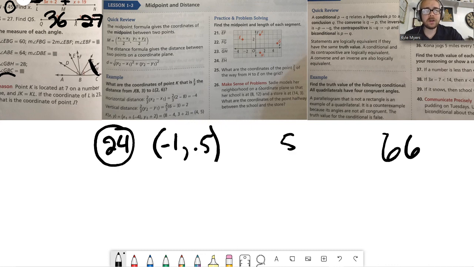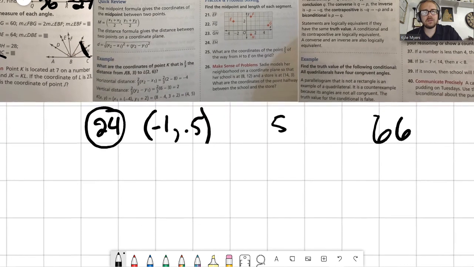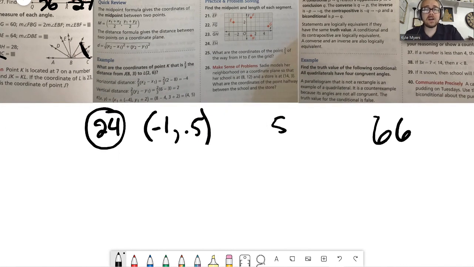So 25, what are the coordinates of the point 2/5 of the way from H to E? Oh, very interesting. Okay, so here's what you have to do. We already have the H to E stuff from 24, so I'm going to leave that up there, actually. We know what half of the way is, because we would take the average. And we know the distance is 5. And they say, okay, there's a point that's 2/5 of the way from H to E on the grid.